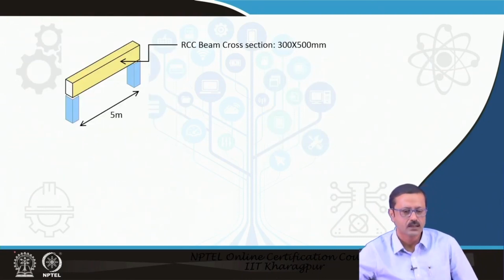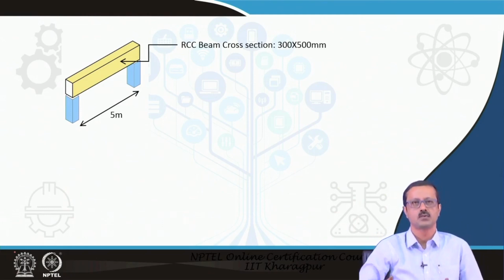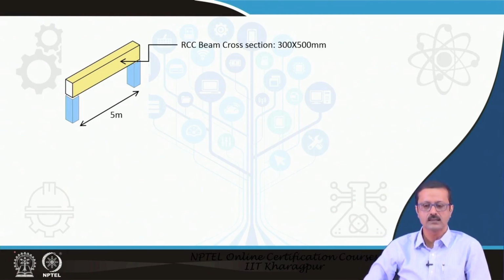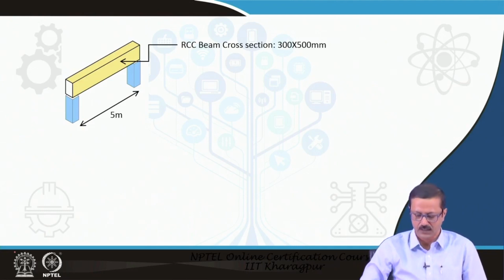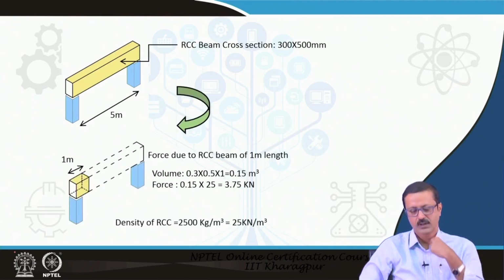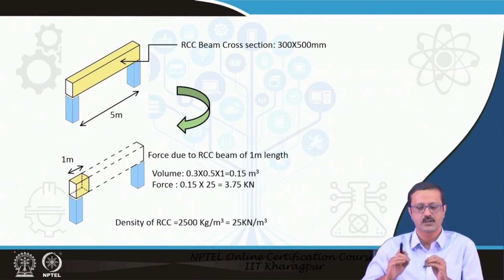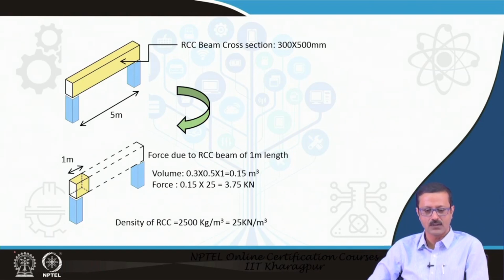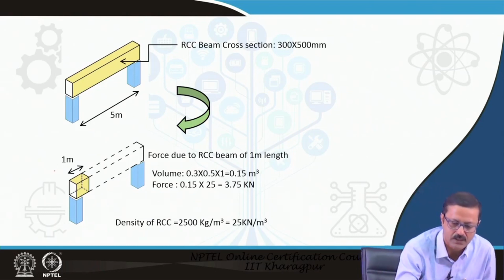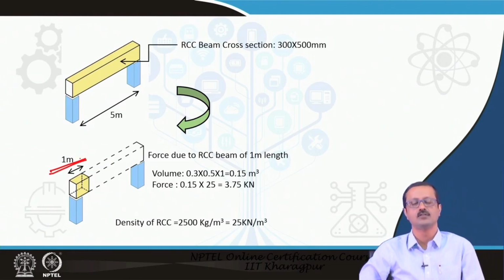So, now here we have an RCC beam, and this RCC beam is supported on 2 columns, which are in blue color. This RCC beam cross section is given as 300 mm by 500 mm, and it has a span of 5 meters. So, what I want to find out is the uniform distributed load because of that beam placed over there. So, I will take 1 meter of the length, please remember this, 1 meter of the length of the beam, and I will try to find out the volume and the weight.